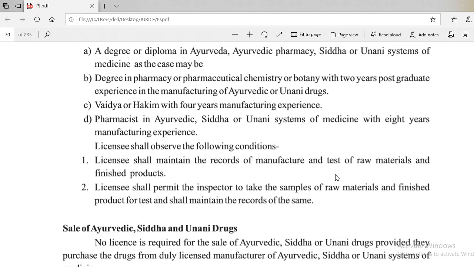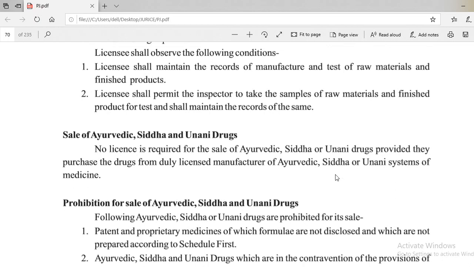What should licensees observe? Maintain the records of manufacture and test of raw material and finished product. Licensees shall permit the inspector to take samples of raw material and finished products for testing and shall maintain the record of the same. Means allowing the inspector and maintaining the record. These are the two criteria.